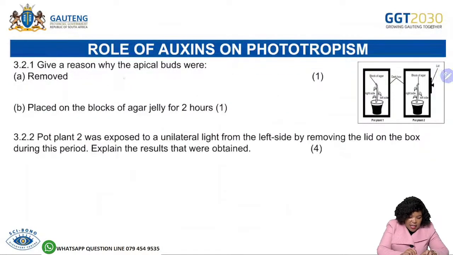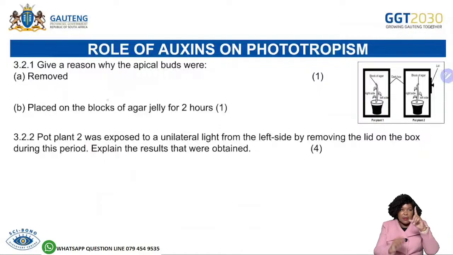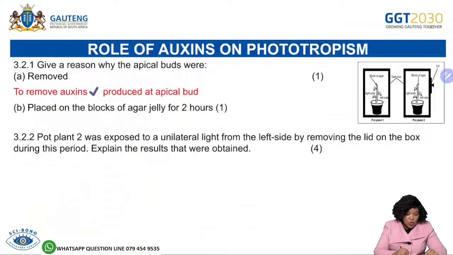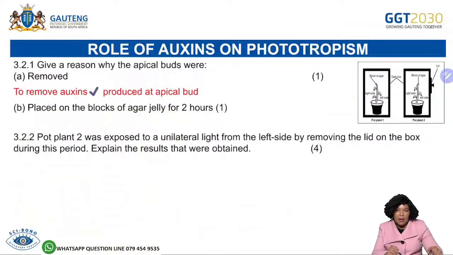Now, give a reason why the apical buds were removed. Those apical buds, the top parts, the tips, why were they removed? What do they have? To remove the auxins that are produced at the apical buds. So that one you must remember. Why were the apical buds placed on the blocks of agar jelly for 2 hours? Those apical buds that were cut, they were placed on agar jelly. Why for 2 hours?